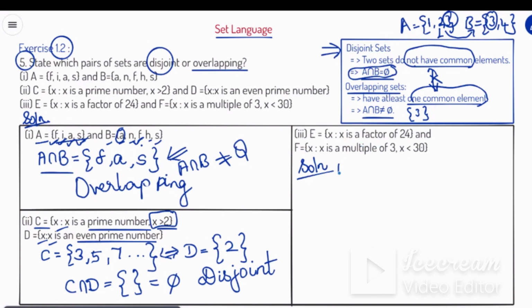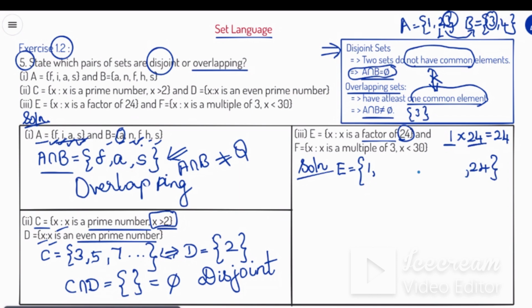So let us start. E is equal to the factors of 24. Do you remember what a factor is? Yes, when you multiply any two numbers and get a given number, those two numbers are the factors of that number. For example, 1 is a factor of all numbers, because 1 times any number gives the same number. So now we find that these two are factors of 24: 1, comma 24.